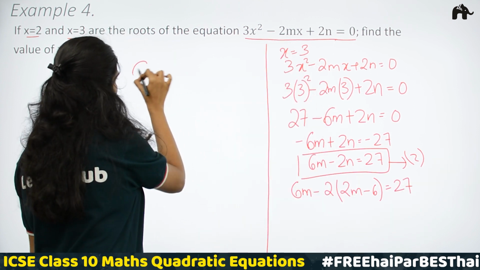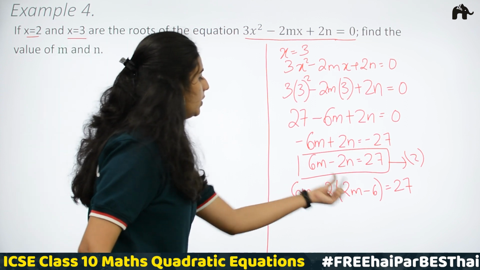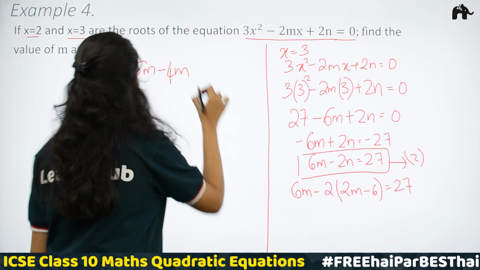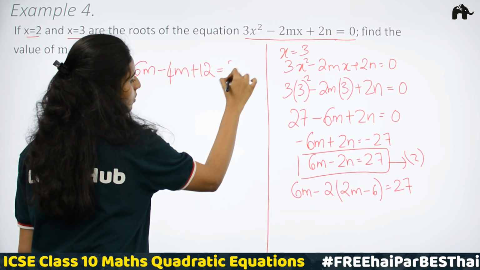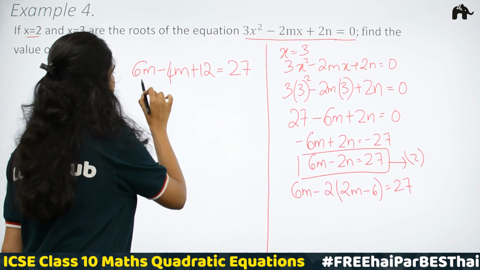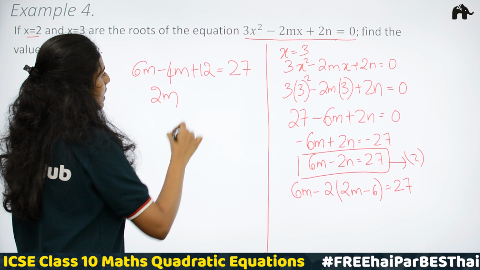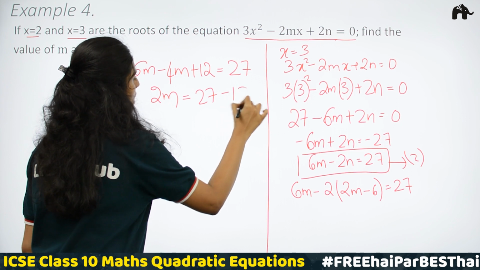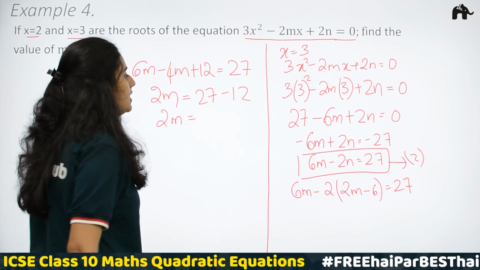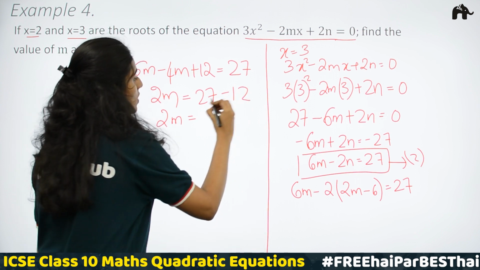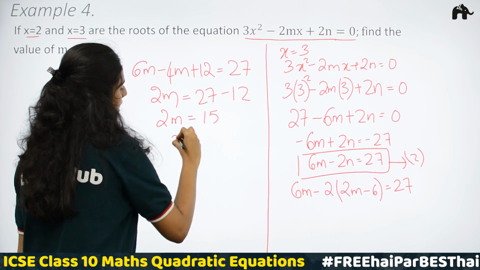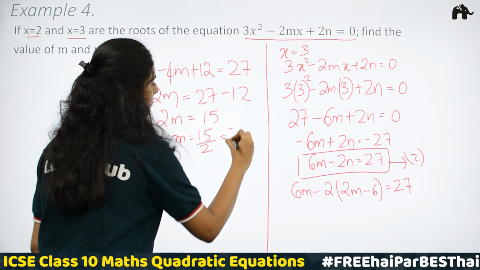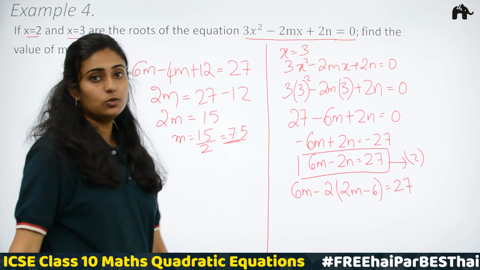That is 6m minus 2 into 2m, which is minus 4m, minus 2 into minus 6, that is plus 12, equals 27. 6m minus 4m is 2m. Taking this plus 12 to the opposite side, minus 12: 2m equals 27 minus 12. What is 27 minus 12? We get 15. Then m equals 15 divided by 2. What is 15 divided by 2? 7.5. So 7.5 is the value of m.